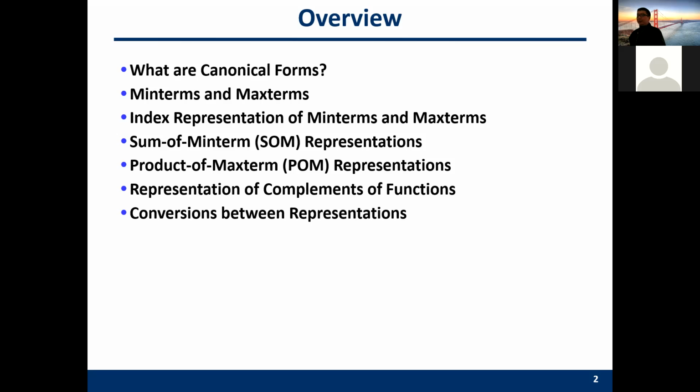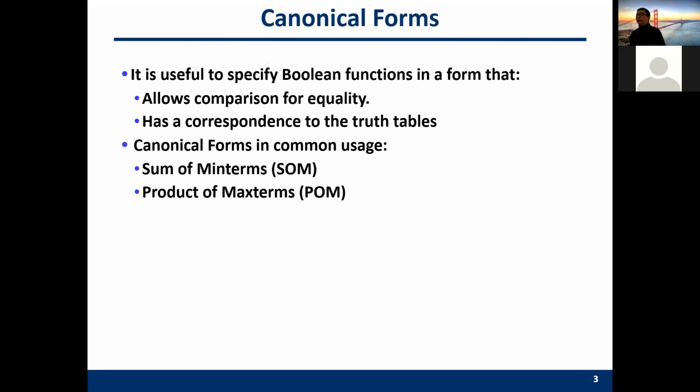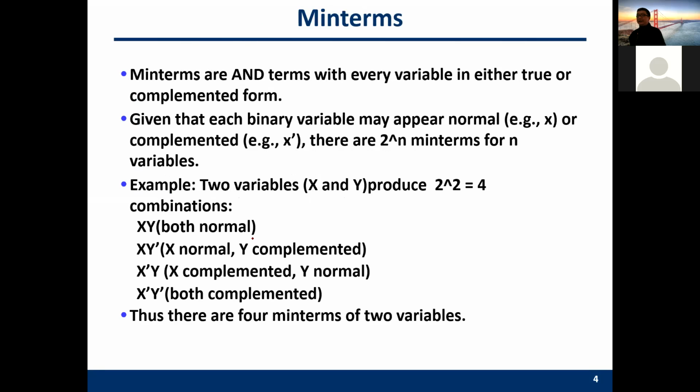And we will also talk about the representation of complements of a function and the conversion between these two representations. So it's very useful to define a Boolean function by canonical form, so that we can actually compare whether two Boolean functions are the same or not. And then we can convert each Boolean function to a truth table. So there are two types of canonical form. The first one is the sum of the product, sum of minterms. The second one is a product of the maxterms, which is a product of the sum. So I will talk about the minterm first.